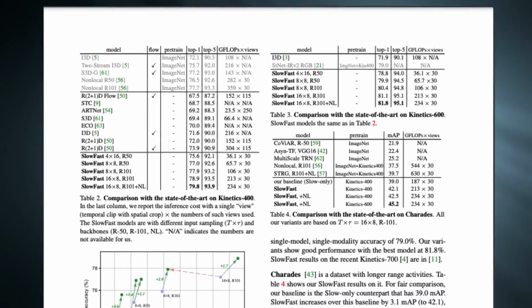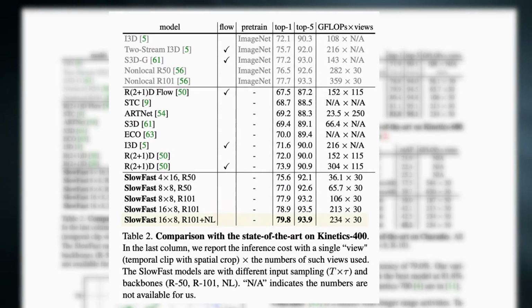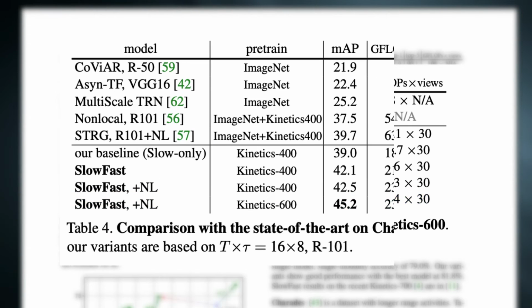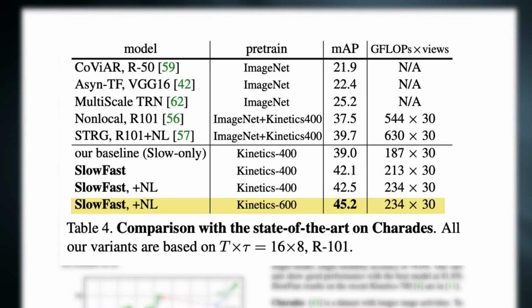In Kinetics 400, SlowFast networks scored 79.8% in top 1, which is 5.9% better than previous state-of-the-art score. Its top 5 accuracy is 93.9%. In Kinetics 600, the network achieved 81.8% top 1 accuracy and 95.1% top 5 accuracy. And it also achieved state-of-the-art accuracy of 45.2 mean average precision, which is a huge increment of 5.5 mean average precision from previous models.